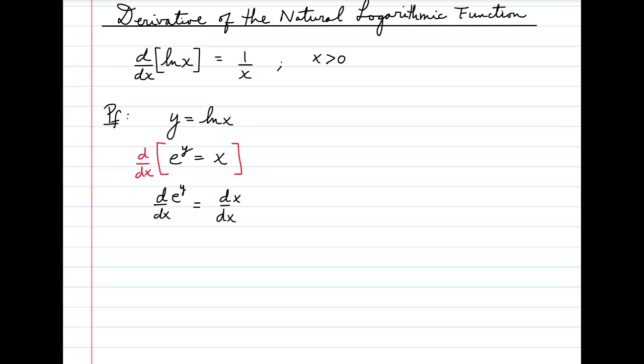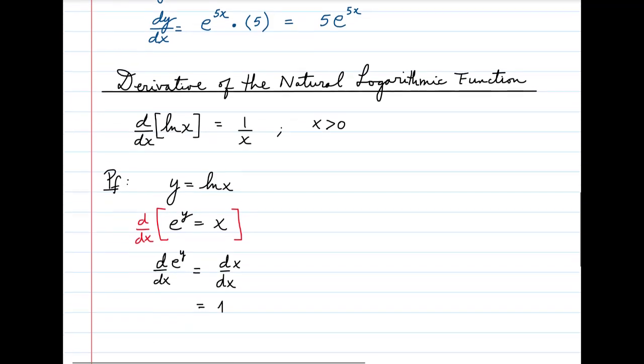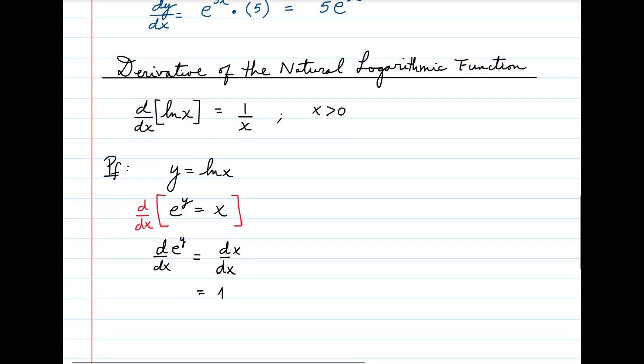Now, here's where the chain rule plays a big part in proving this rule. On the right side, dx dx is just 1, right? What's the derivative of x with respect to x? That's just 1. On the left side, you're going to apply the chain rule because we're differentiating with respect to x, but this is e to the y, and y itself is a function of x. Remember what y is from right here. So then we're doing this example all over again, right? We do the derivative of the outside, which is e to the y, times the derivative of the inside, which is y itself. And since that's a function of x, that's dy dx.